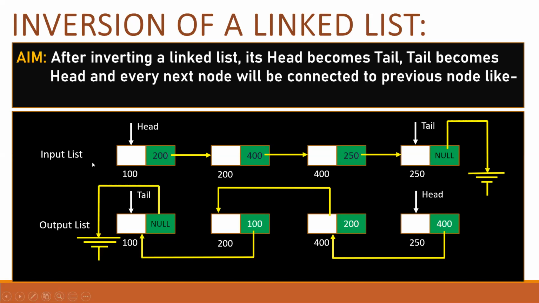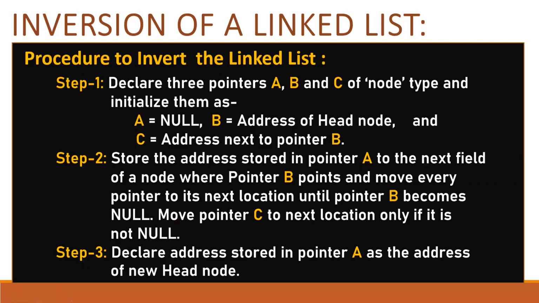we have to take three pointers. One pointer is pointed to the head node and one pointer is pointed to the null value, so that we can connect the head node to the null node. Now there is another pointer that is pointed at the second node, because when we move in the forward direction, this third pointer will help us. How it will help us, let us see in the next few slides.